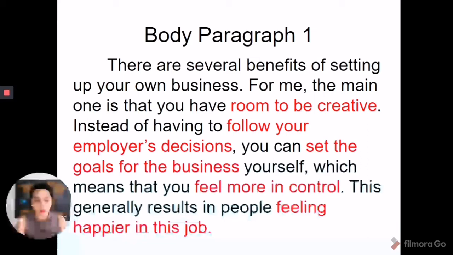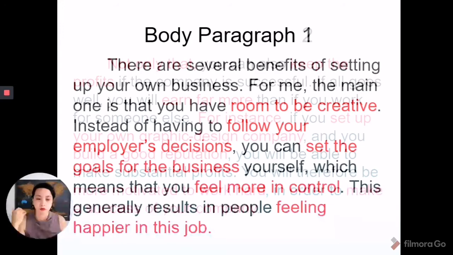Now, this is a good paragraph because it has comparative words like feel more in control, feeling happier in the job, and then you have good work vocabulary. Follow your employer's decisions, goals for the business. So this is how you write a strong body paragraph. Let's now go to the second body paragraph.